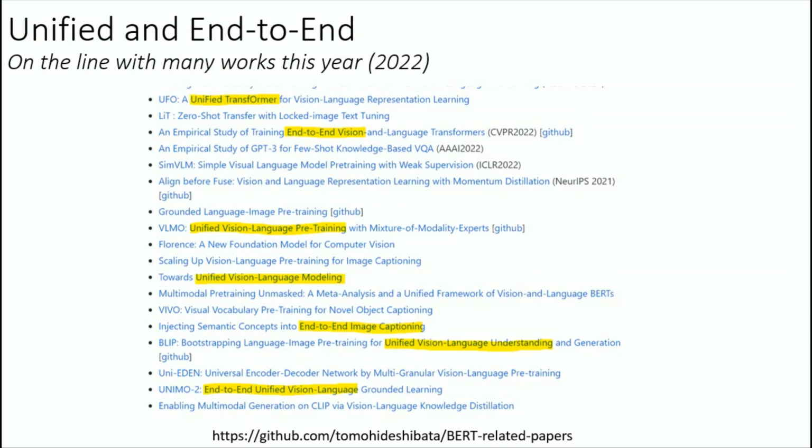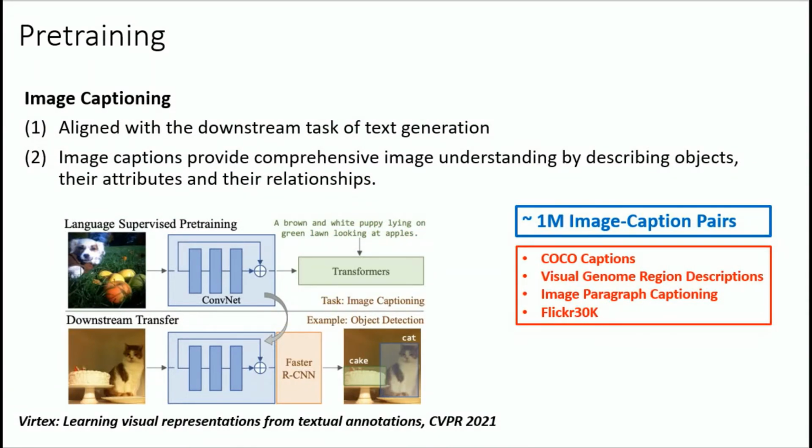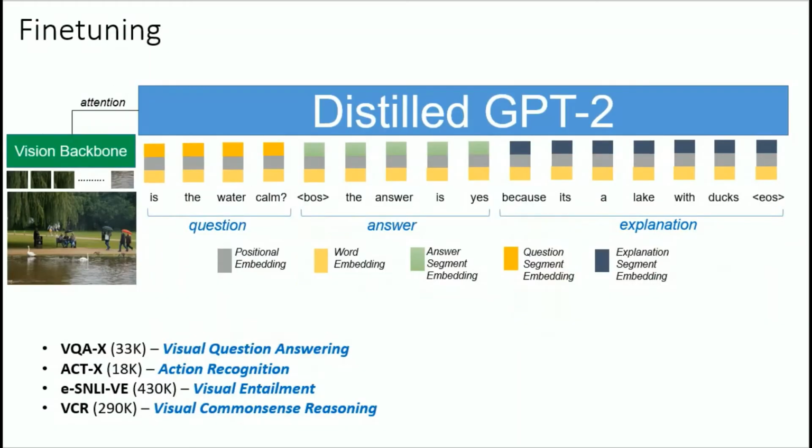Our work is also in line with many other works this year, which also unify the models and use end-to-end pre-training. We start by pre-training our model on image captioning, because image captioning is aligned with the downstream task of text generation, and it also provides comprehensive image understanding by describing objects, their attributes, and their relationships. In fact, VirTex, a work published last year, shows the power of image captioning in pre-training for downstream tasks.